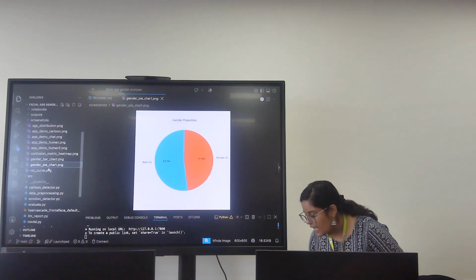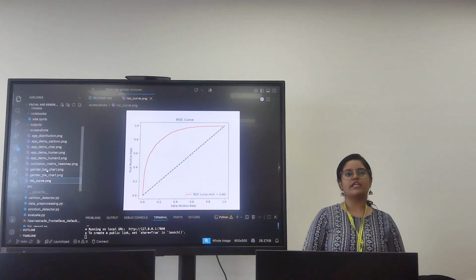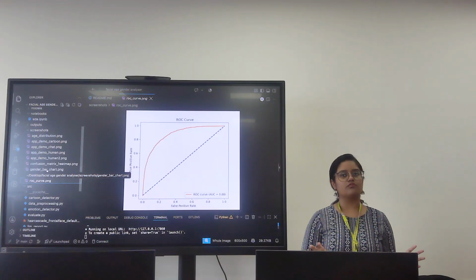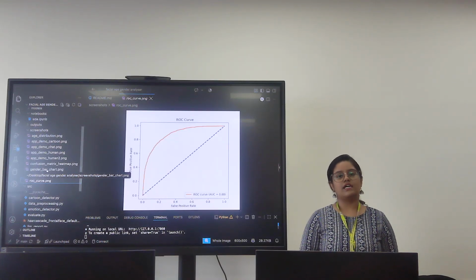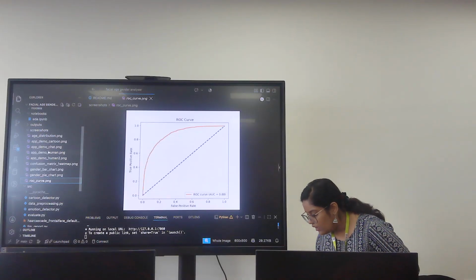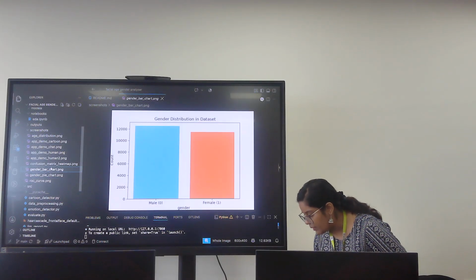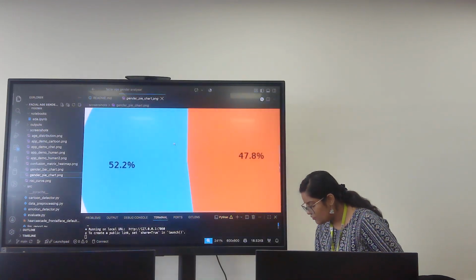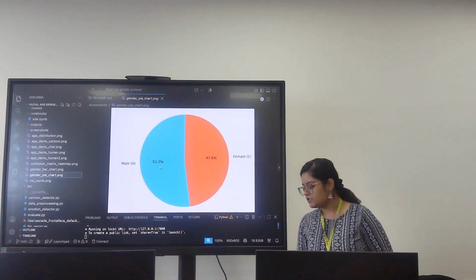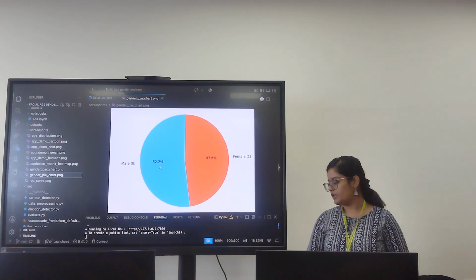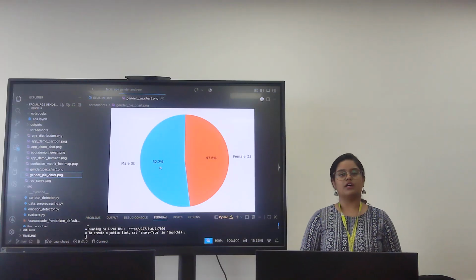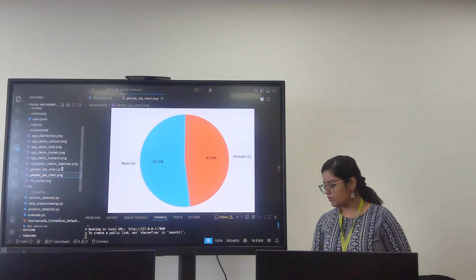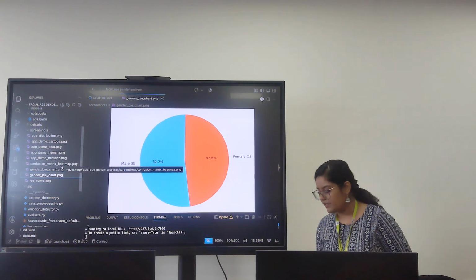These were the results. Before training on the data set, I had to measure the number of men and women. Are they equal? Is the data set balanced or not? For that we used a bar chart and a pie chart. This was the result: 52.2% of the data set was male, and 47.8% of the data set was female. So it was kind of balanced. This was the pie chart which I obtained from the data set.